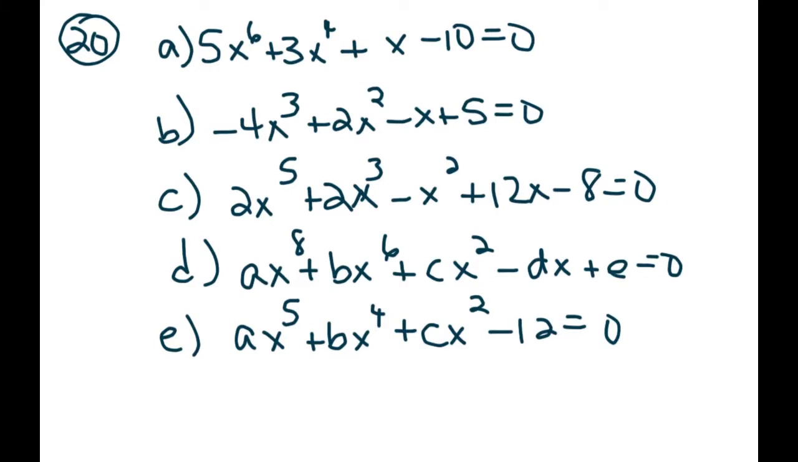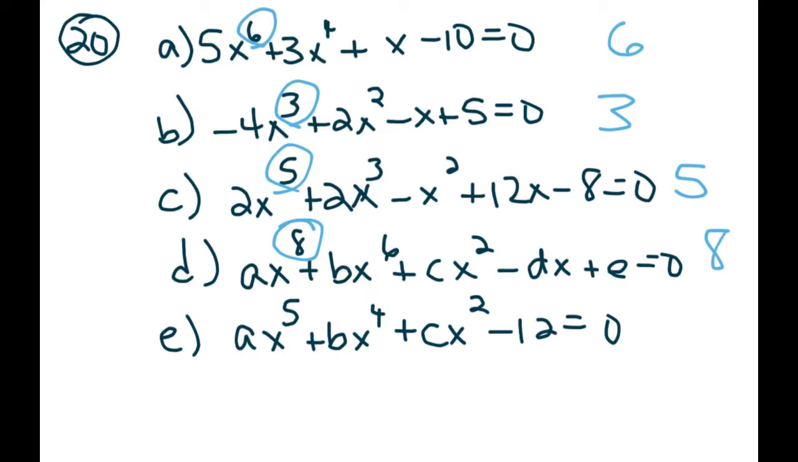So, in A, the biggest exponent is 6. That means it has 6 roots. B, the biggest exponent is 3. It has 3 roots. C, the biggest exponent is 5. It has 5 roots. D, the biggest exponent is 8. It has 8 roots. And E, the biggest exponent is 5. It has 5 roots. It is just that simple.